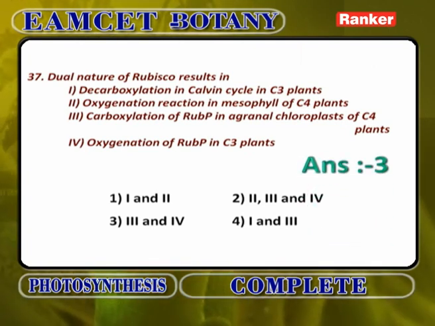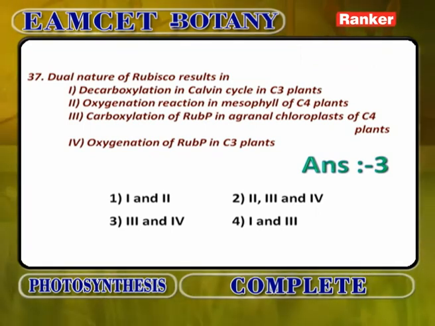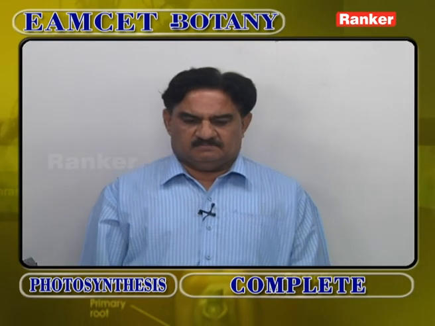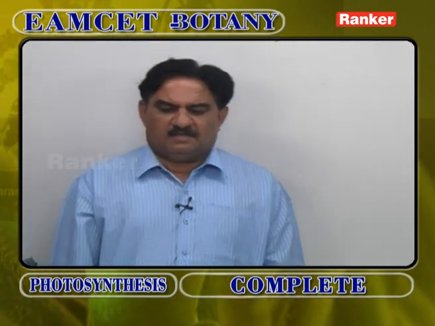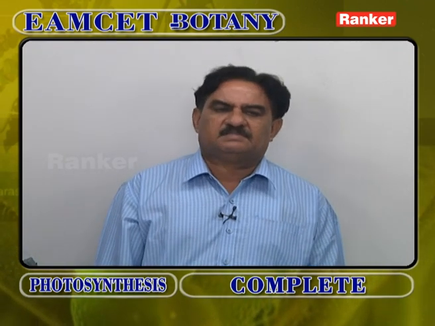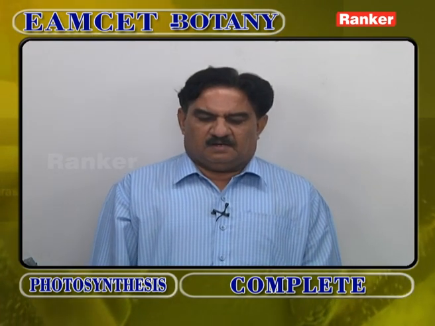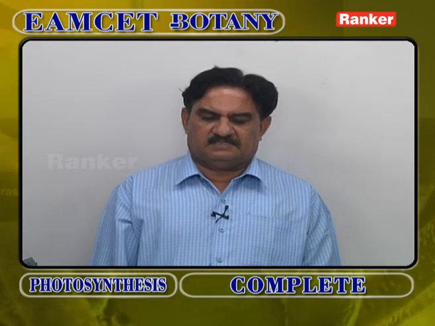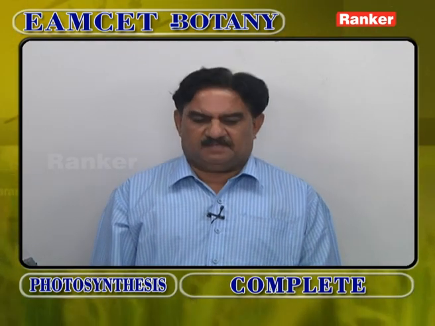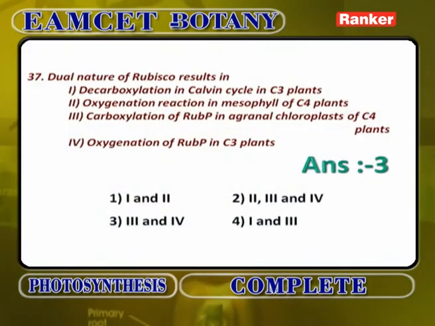Dual nature of RuBisCO results in decarboxylation of Calvin cycle in C3 plants is wrong. Oxygenation reaction in mesophyll cells of C4 plants is wrong. Carboxylation of RuBP in bundle sheath chloroplasts of C4 plants is correct. Oxygenation of RuBP in C3 plants is correct. So the dual nature of RuBisCO results in carboxylation of RuBP in bundle sheath chloroplasts of C4 plants, which is correct, and oxygenation of RuBP in C3 plants is correct. Decarboxylation in the Calvin cycle of C3 plants is wrong. So the answer is 3 and 4.